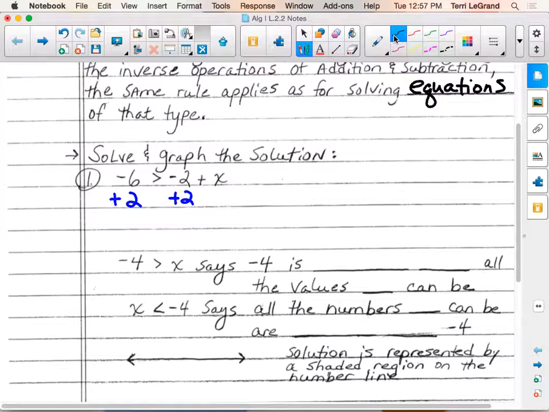And what is -6 plus 2? -4 is greater than, these guys took care of each other, x is by itself now. There's our solution, right?